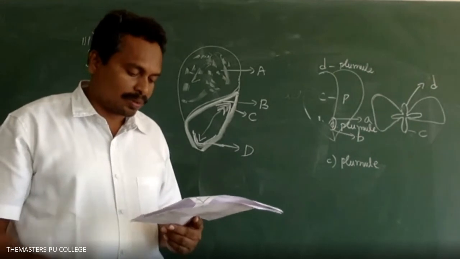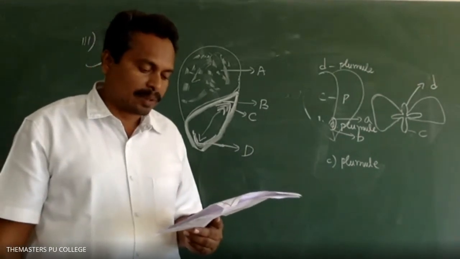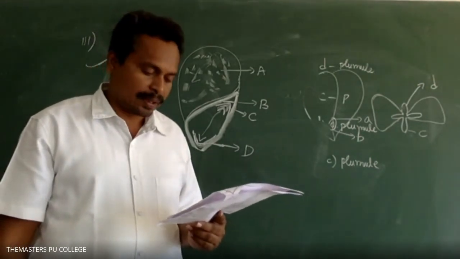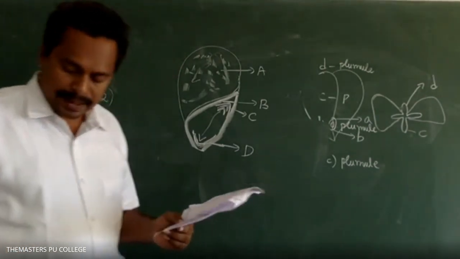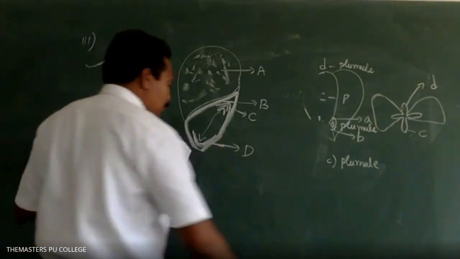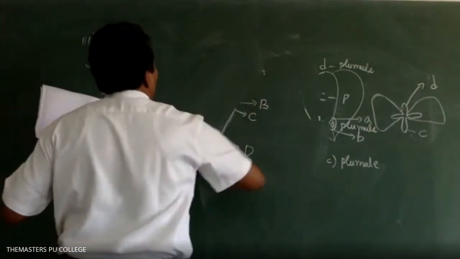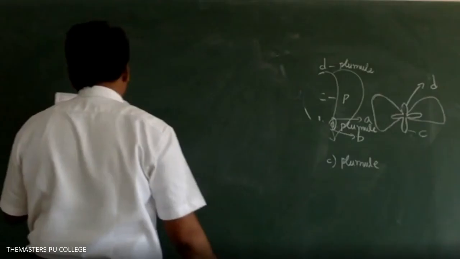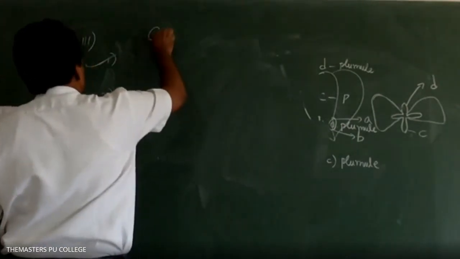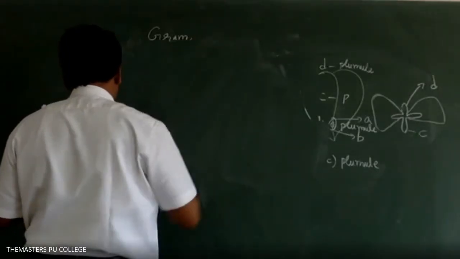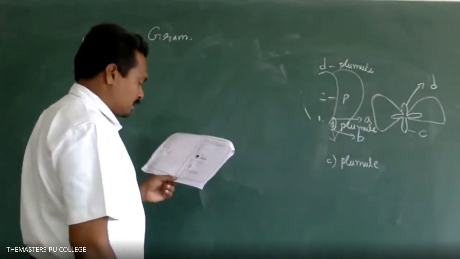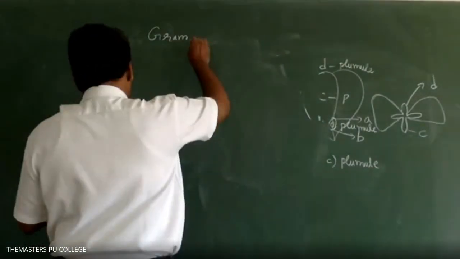Next, 114. How many plants in the list given below have albuminous seeds? Gram, bean, pea, castor, groundnut, maize. Here, what are the given plant seeds? Albuminous means seeds with endosperm. Okay.